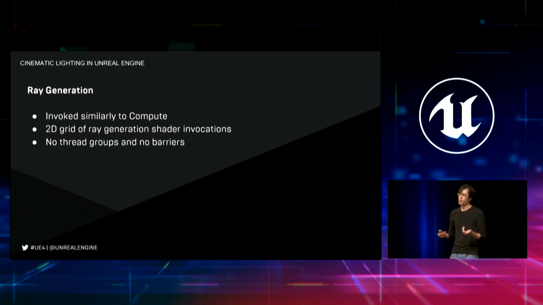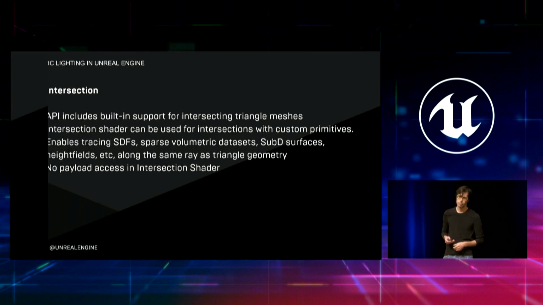Ray generation is invoked similar to a compute shader. The application dispatches a new type of dispatch call on the command queue that launches a 2-dimensional grid of ray generation shader invocations. However, unlike compute, there are no thread groups and therefore no barriers across these threads at a finer grain.